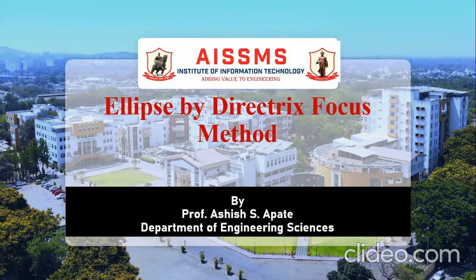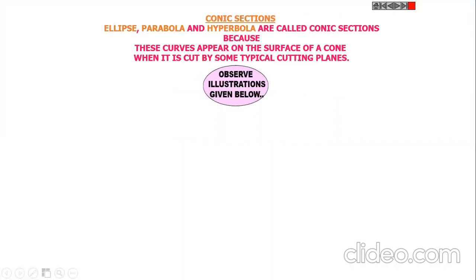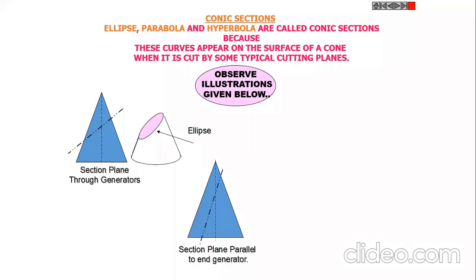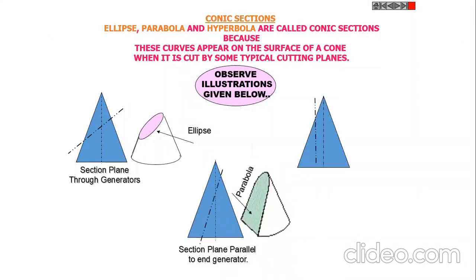Today, we will see ellipse by directrix focus method. So before starting, we need to revise some basic concepts, that is ellipse, parabola, and hyperbola. So what is meant by ellipse and parabola and hyperbola?